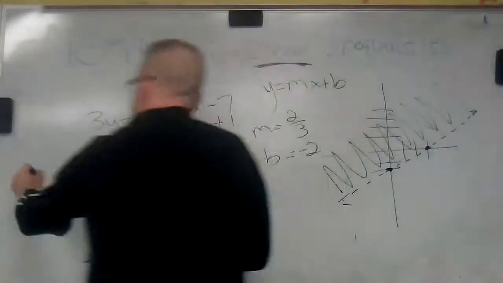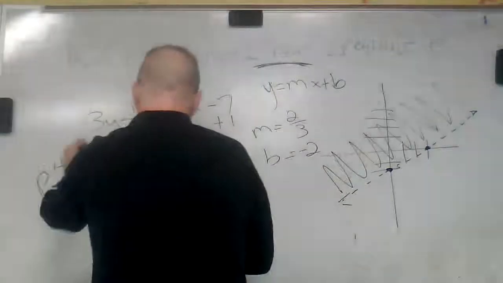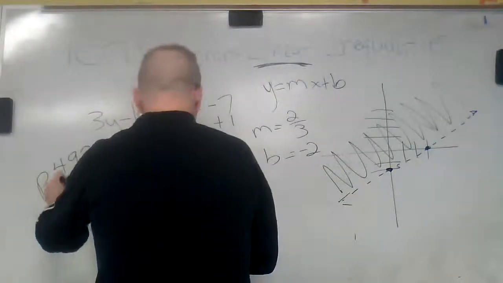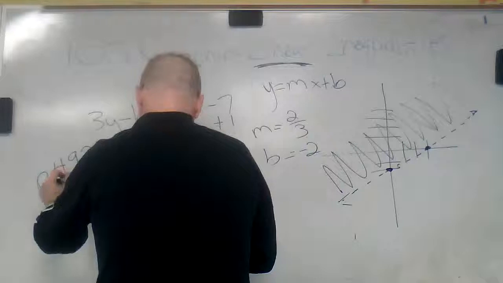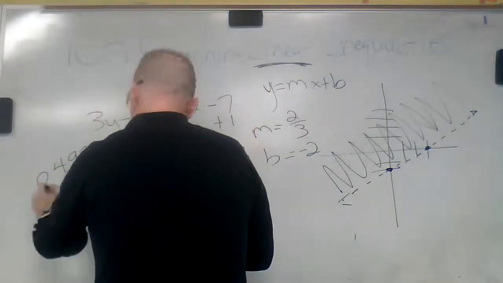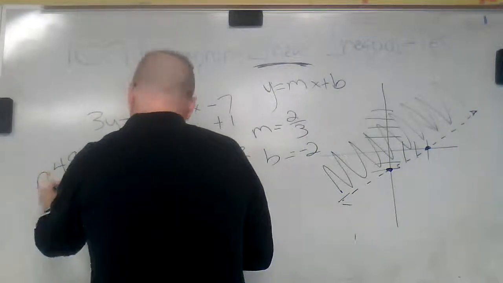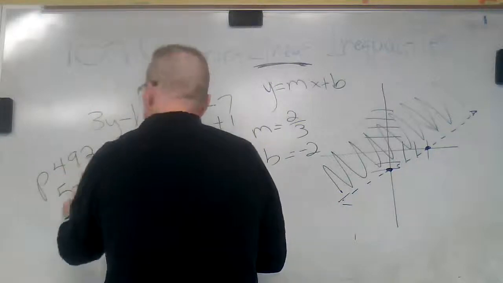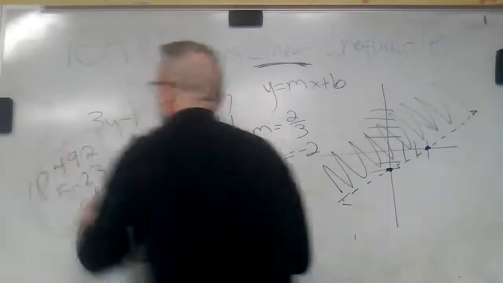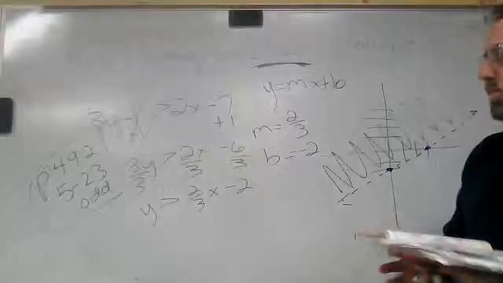So page 492. Let's do 5 through 23 odd. 5 to 23 odd on page 492.